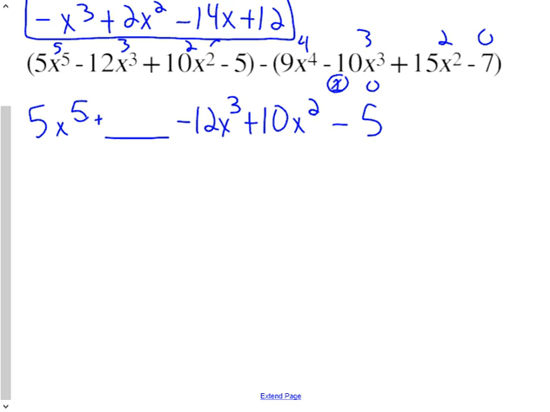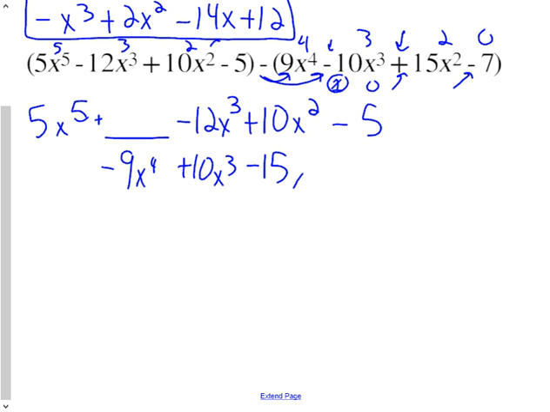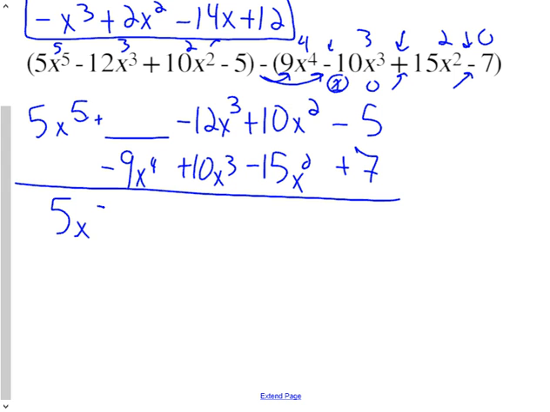And now I'm distributing the negative, right? Distributing the negative sounds fancy, but we're just flipping signs. So opposite of 9x to the fourth, minus 9x to the fourth. Opposite of minus 10x cubed, plus 10x cubed. Opposite of plus 15x squared, minus 15x squared. Opposite of minus 7 is going to be plus 7. 5x to the 5th, minus 9x to the fourth, minus 2x cubed, minus 5x squared, plus 2.